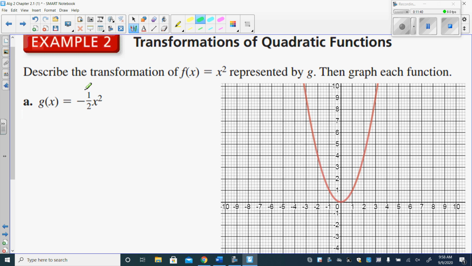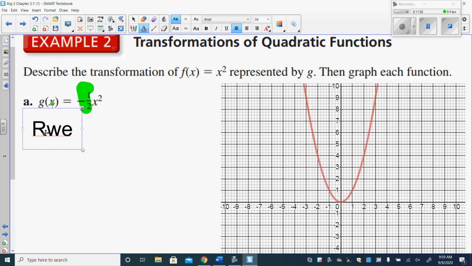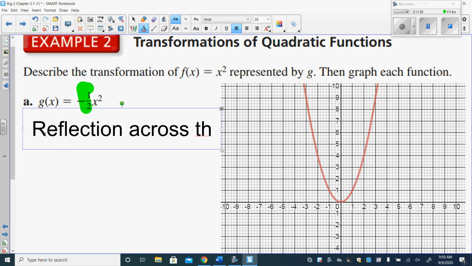So let's look at these here. These reflections and vertical stretch or shrink are mainly focused right out front. Now if we look out front, we have a negative and a 1/2, and it's all outside the parentheses. So since it's negative, we have a reflection across the x-axis because of the negative.